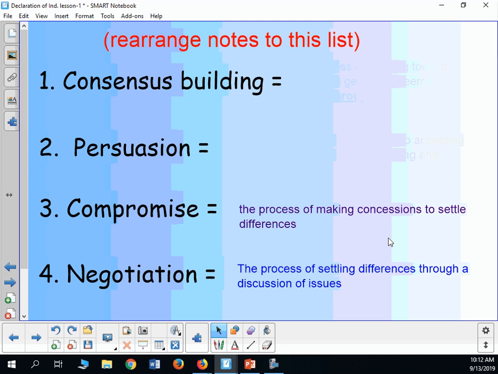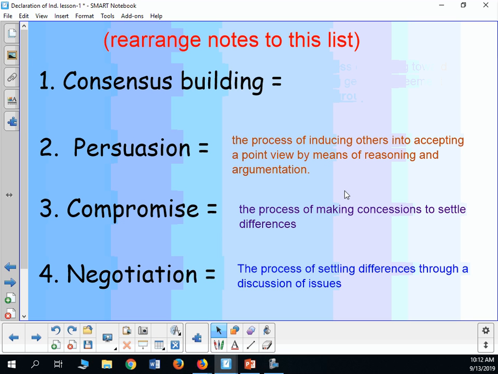So you're giving up something to gain something, and that's for both parties, meaning that they both come out with something good. Persuasion then is the next one, and this is a process of inducing others to accept a point of view by means of reasoning and argumentation. And you're really trying to say this is the right way and you need to think like me. And if that's possible, then you have persuaded that person.